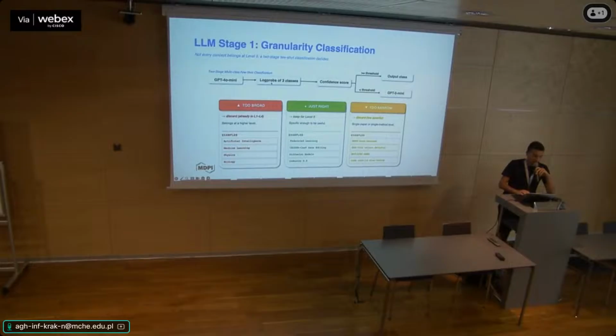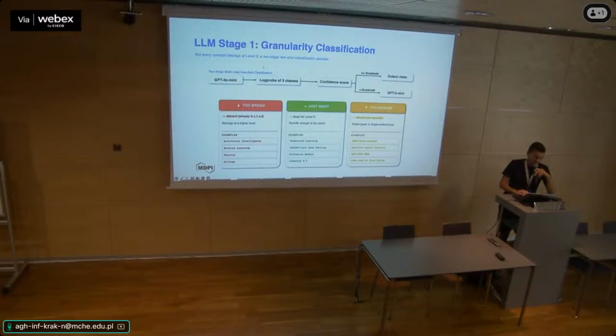So this is a sort of two-stage, multi-class, three-class few-shot classification. We get a confidence score. We are asking with a prompt, what about this concept? Is this too broad? So something that already is in the first level till the fourth level of a hierarchy. Is it just right? For example, federated learning or diffusion models, or is it too narrow? For example, BERT-base-uncased, or any protein name, which we would like to discard, okay?